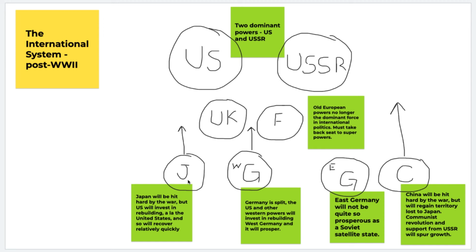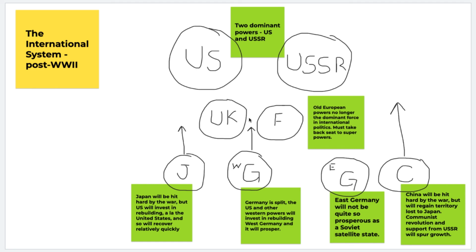Obviously, the major losers of the Second World War were Japan and Germany, and they are going to be hit hard by the war. However, the Cold War is going to play a role in the evolution of these countries. So because we end up sort of devolving into this ideological Cold War, countries that are influenced by the United States, which will be Japan and West Germany, will get a lot of US investment, economic investment, monetary investment, and a lot of help as far as rebuilding. And so they recover relatively quickly.